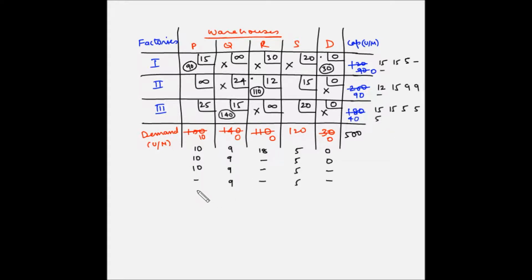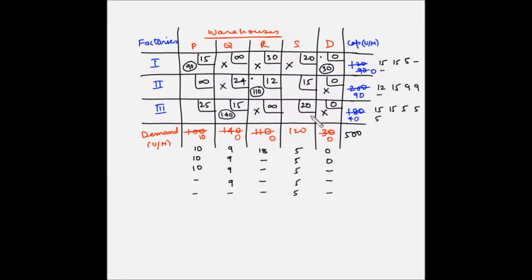Now for the first column, again infinity minus 25, so we'll skip it. Second column also we'll skip as it is completely allocated. Third column is also completely allocated, so we'll skip it. Fourth column, difference is between 20 and 15, which is 5. And the fifth column we'll skip as it is completely allocated as well. So now let's determine the row or column with the largest difference. So we have a tie between row number 3 and column S.